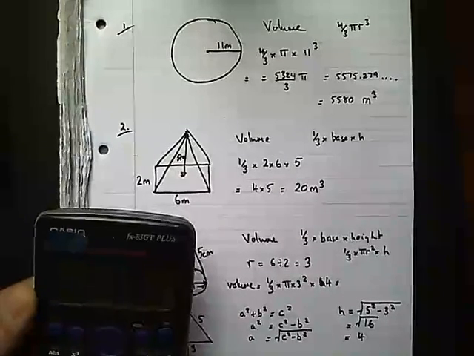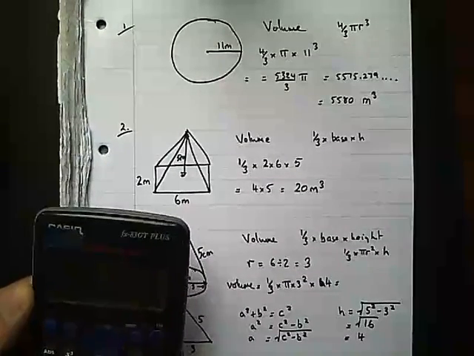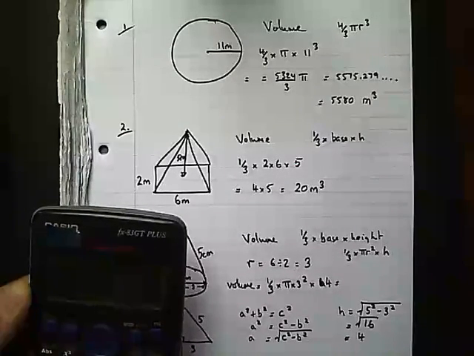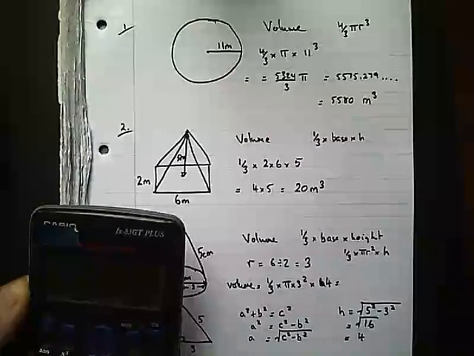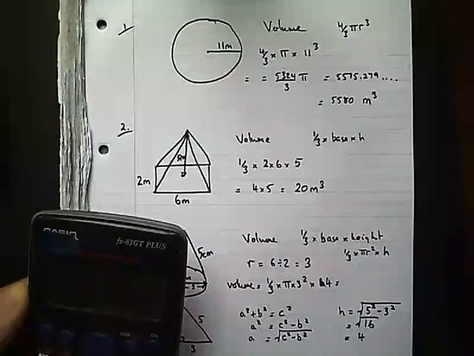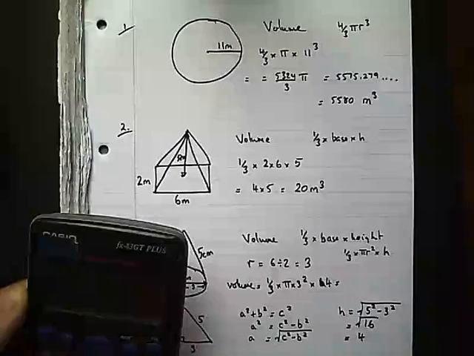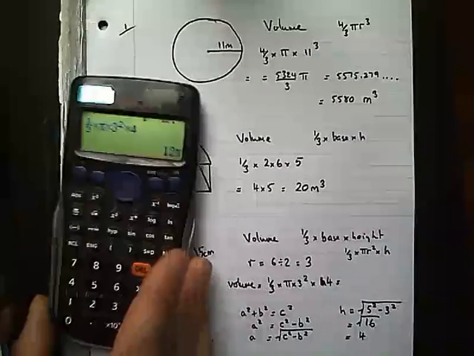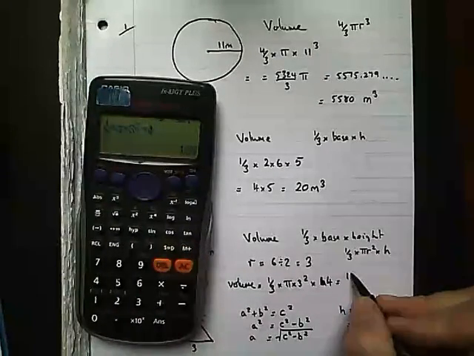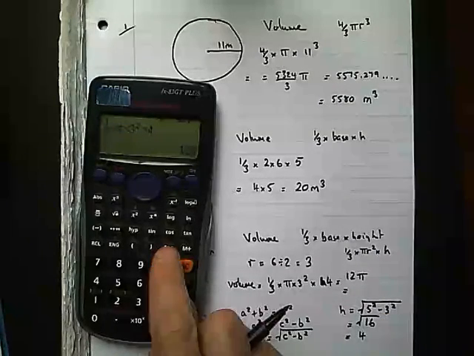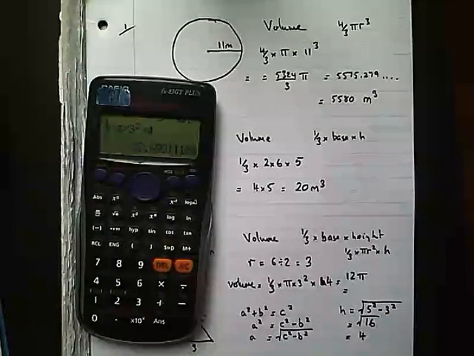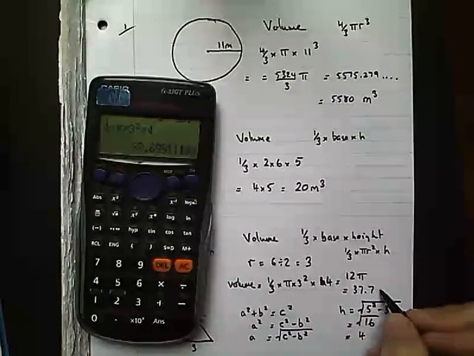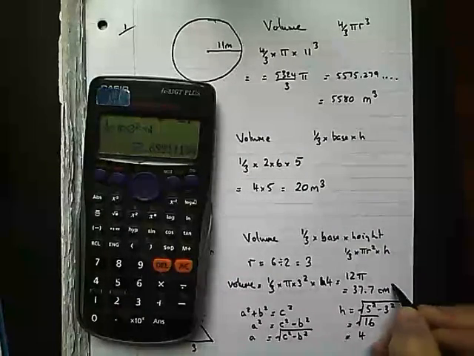So 1/3 times by pi times by 3 squared times by 4. And I got 12 pi, that's the first thing it says. And then if we press the SD button, 37.699, so 37.7 centimeters cubed.